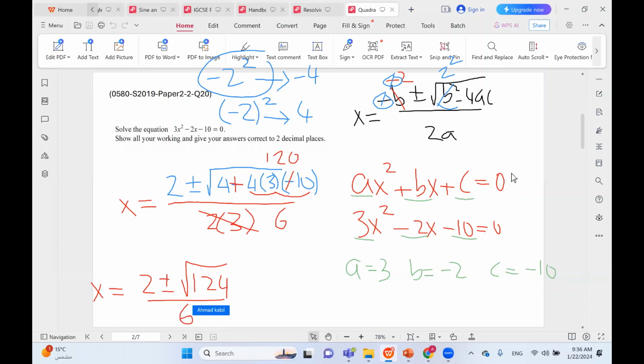And we are required to find the answer correct to 2 decimal places. So I'm just going to go ahead and plug radical 124 into the calculator just to convert it into a decimal. And it's 11.135, so just 11.14. We approximate to 2 decimals. And we just use the calculator to figure out the rest.